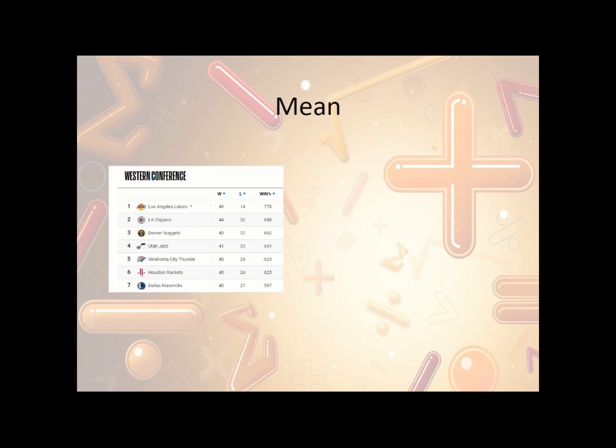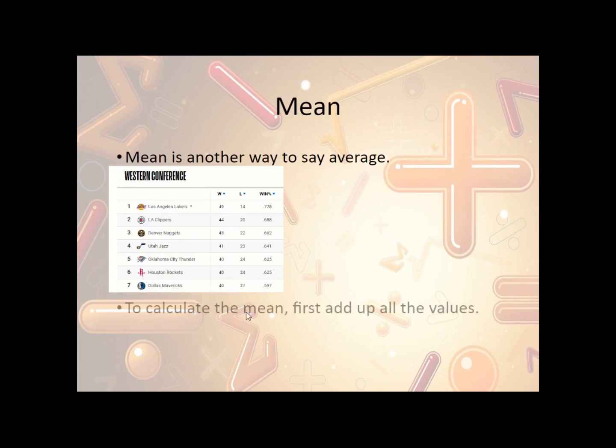So let's look at an example here. These are results from a couple years ago. So this is the win totals for the Western Conference. So we're going to find the mean. And another way to say mean is the average. So we're going to find the average of the number of wins.